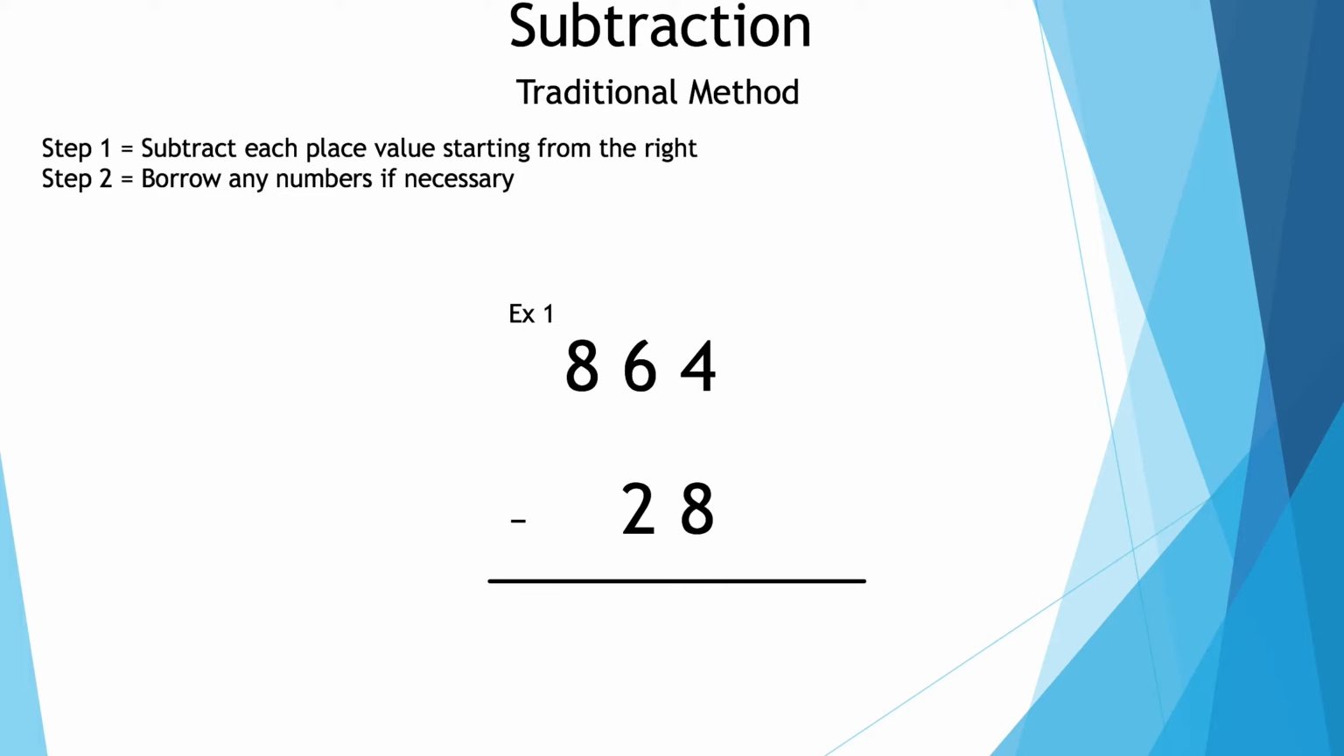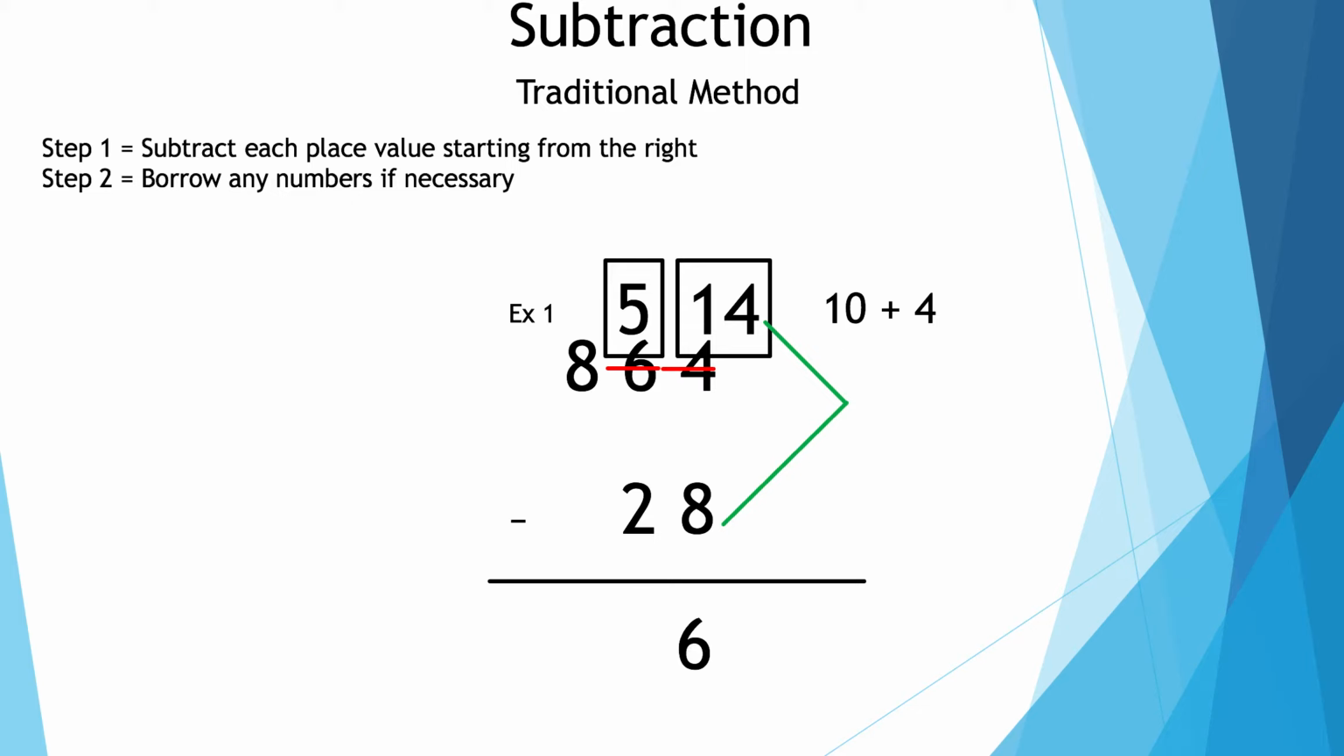Next example, this time with a 2-digit number, and with borrowing. So we have to borrow from the 6. Change 2 numbers. Change the 6 to a 5, and add 10 to the 4 to get 14. And 14 minus 8 gives me 6. 5 minus 2 gives me 3. And bring down the 8 because you're not subtracting anything from it. So my answer is 836.